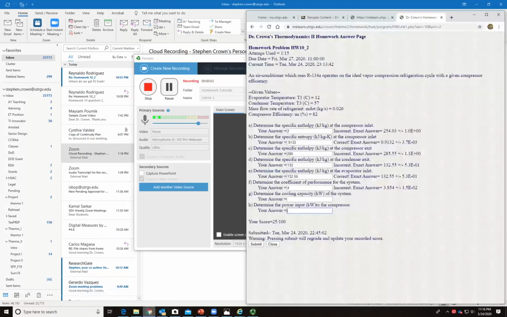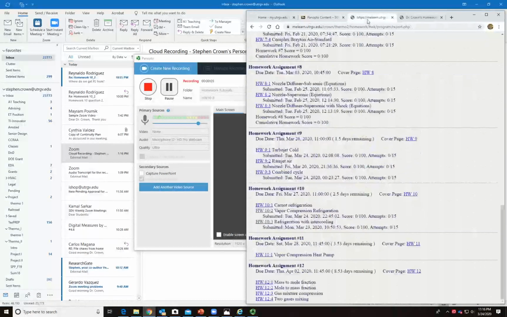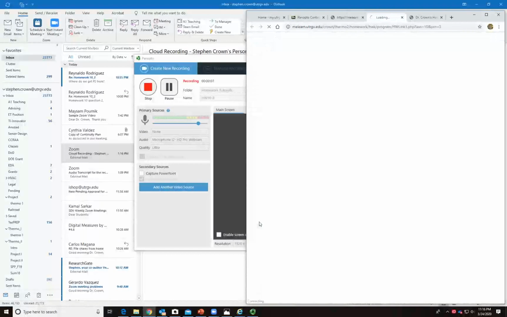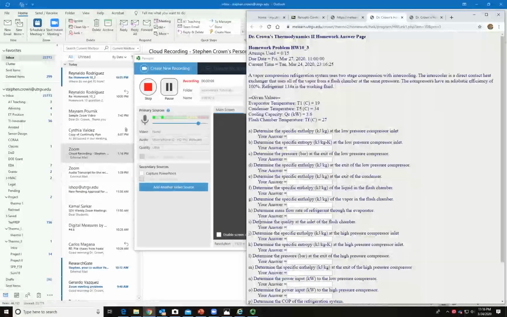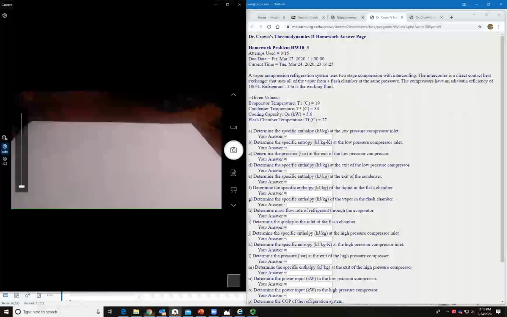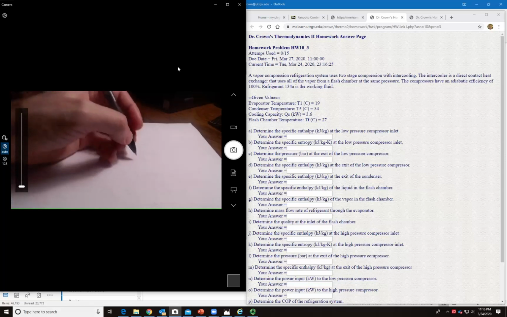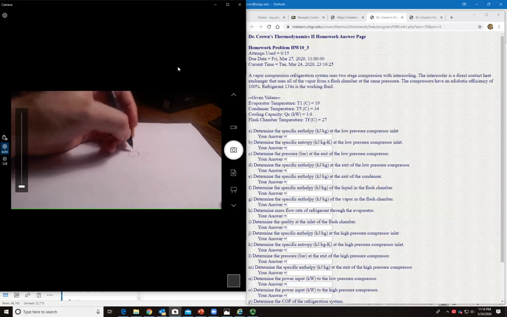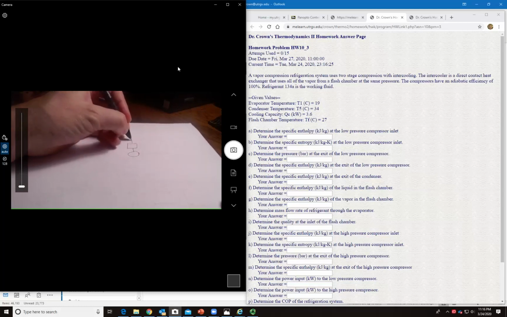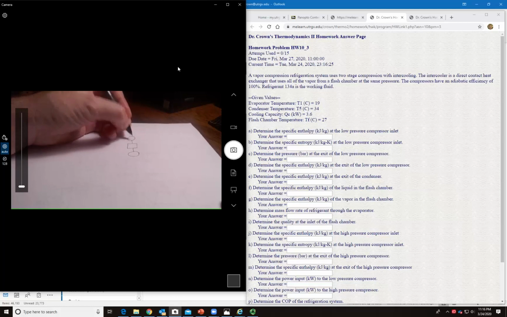Alright, let's take a look at homework 10.3. This is a refrigeration system with an intercooler. So the basic equipment here is similar to what we had in the last problem, except we have a little mixing box between two stages of compression. So compressor 1, compressor 2, and a mixing box.